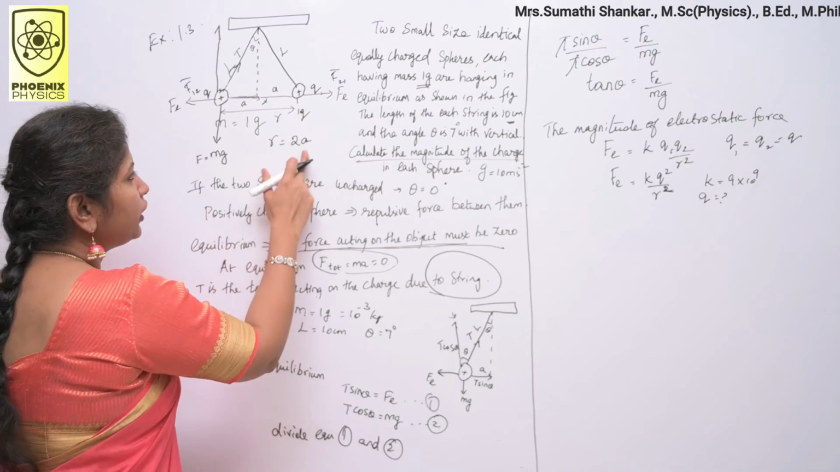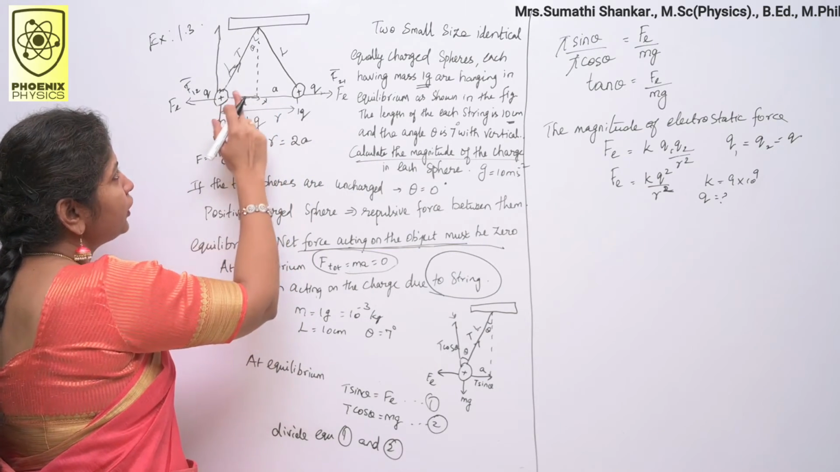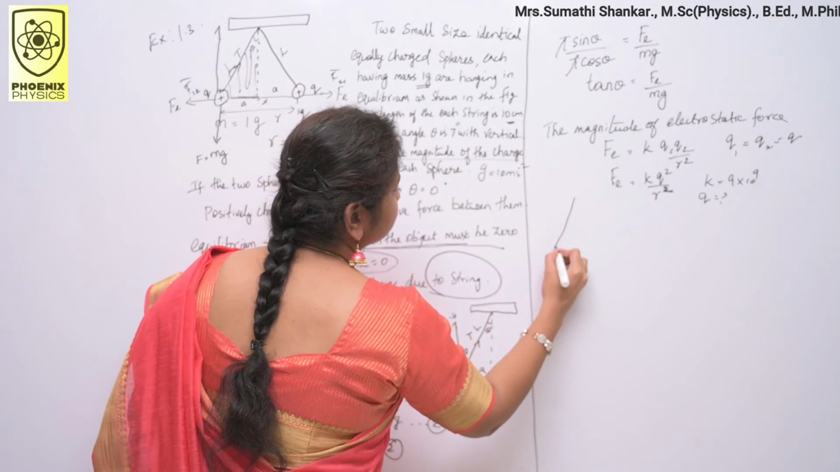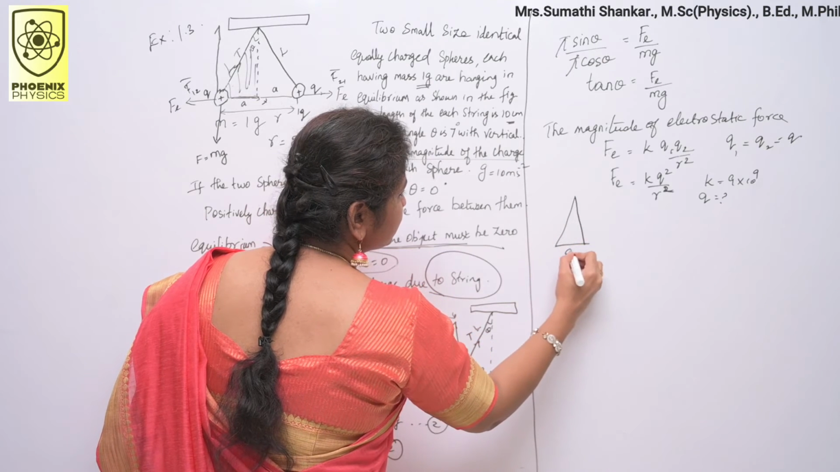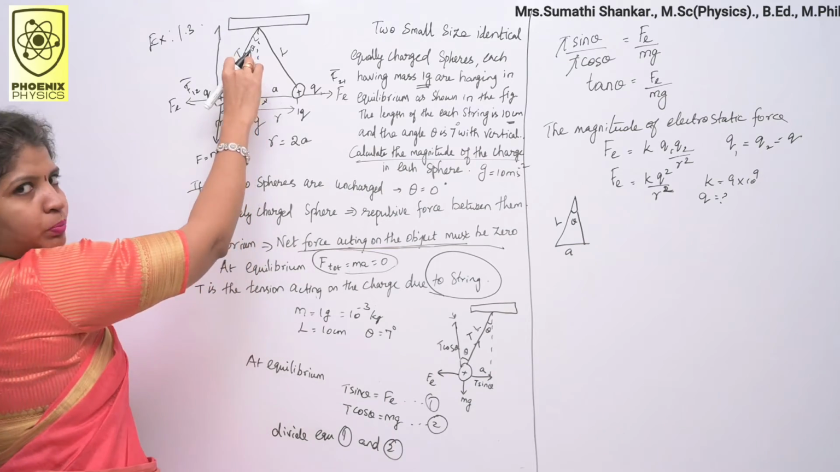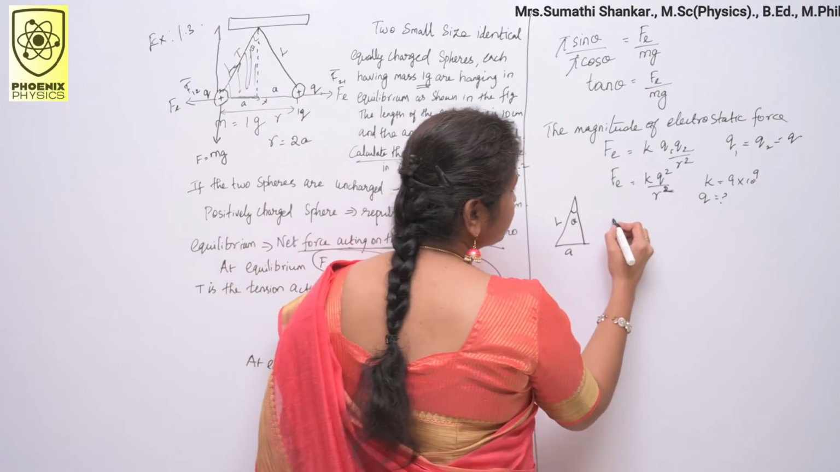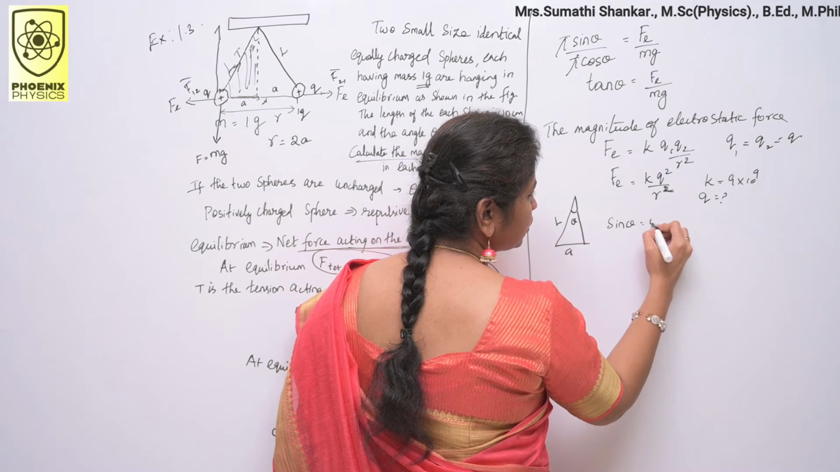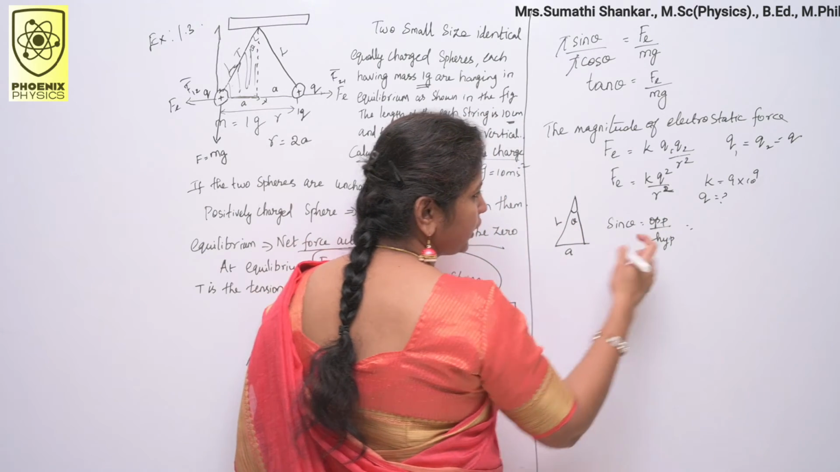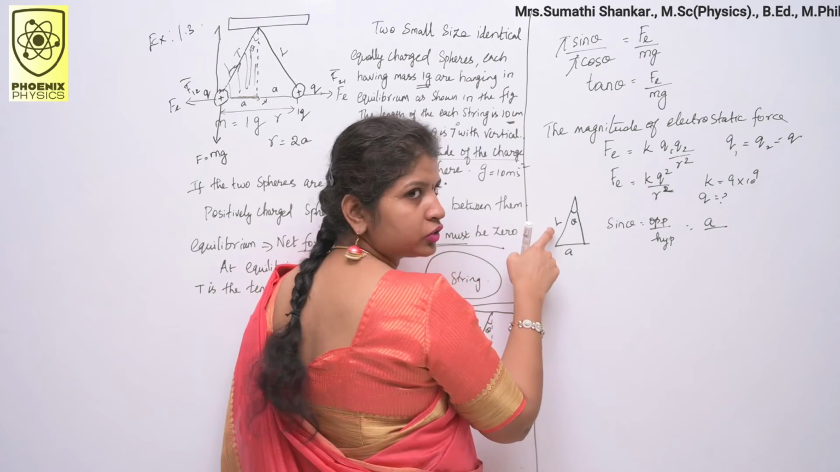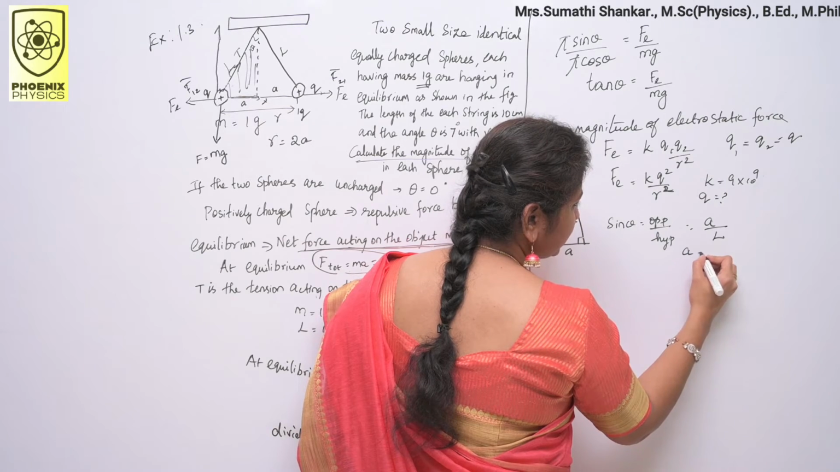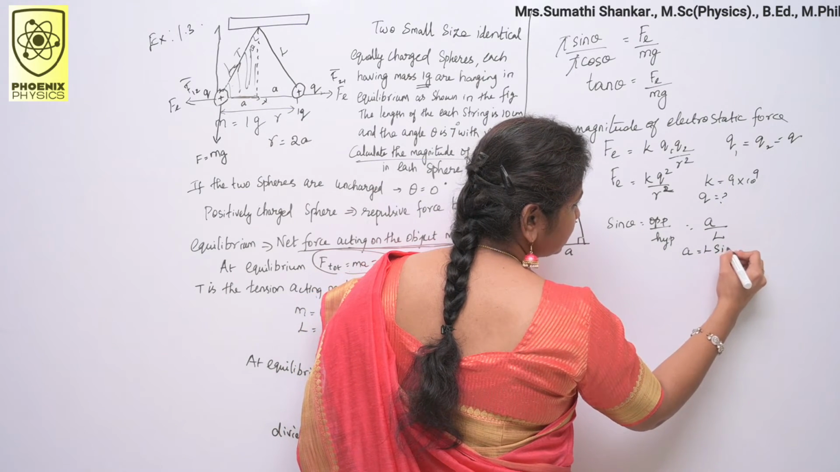You should find out a. How do you find out a? So take this triangle alone like this. So here this is a, this is theta, and this is L. I am taking this part alone. Here you find out sine theta. What is the sine theta formula? That is opposite side by hypotenuse. So what is the opposite side? A. A divided by hypotenuse is L, because this is 90 degrees. So the hypotenuse is L. If you want to find out a, that is L sine theta.